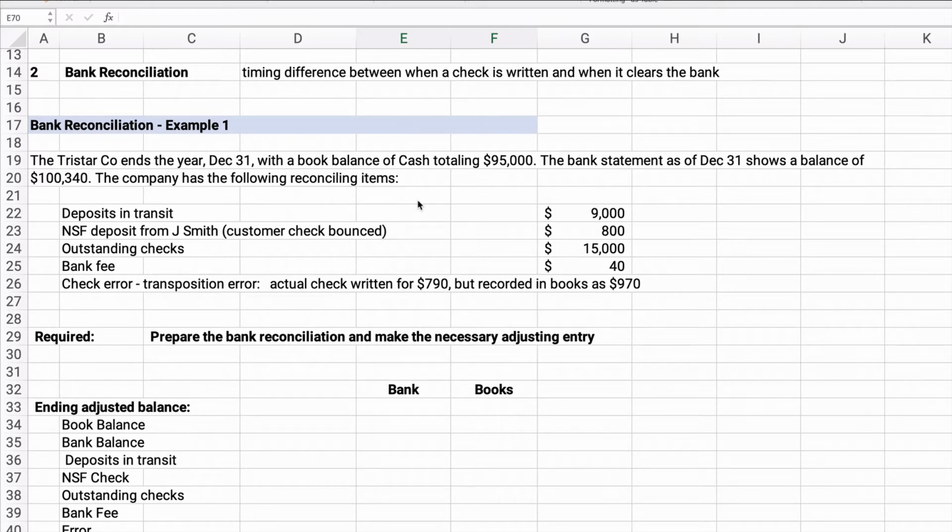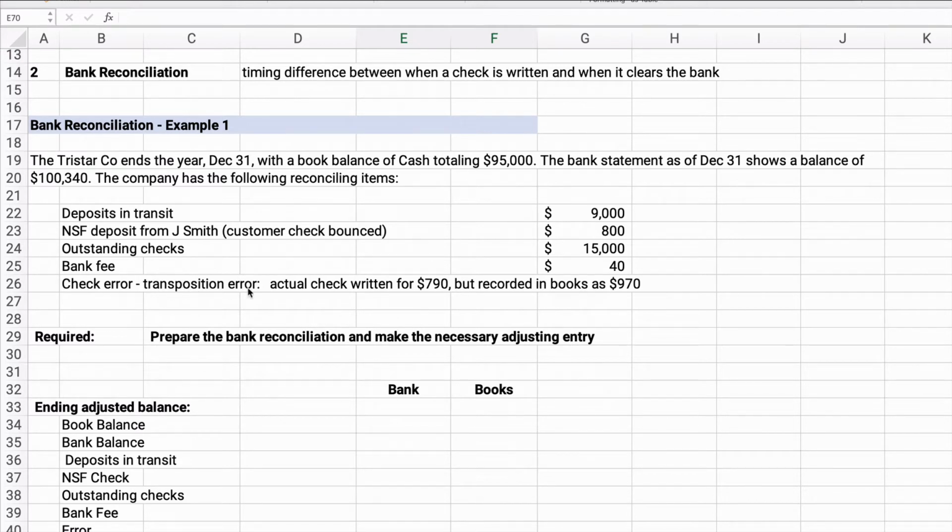The NSF deposit is an NSF check, non-sufficient funds, from J. Smith, and this means the customer wrote a check that did not clear the bank, and so their $800 is not in our bank account, so we need to take that out. Outstanding checks are checks we have written that have not cleared the bank yet. That's $15,000. The bank fee is $40, and there's one error, and we'll get to that in a minute.